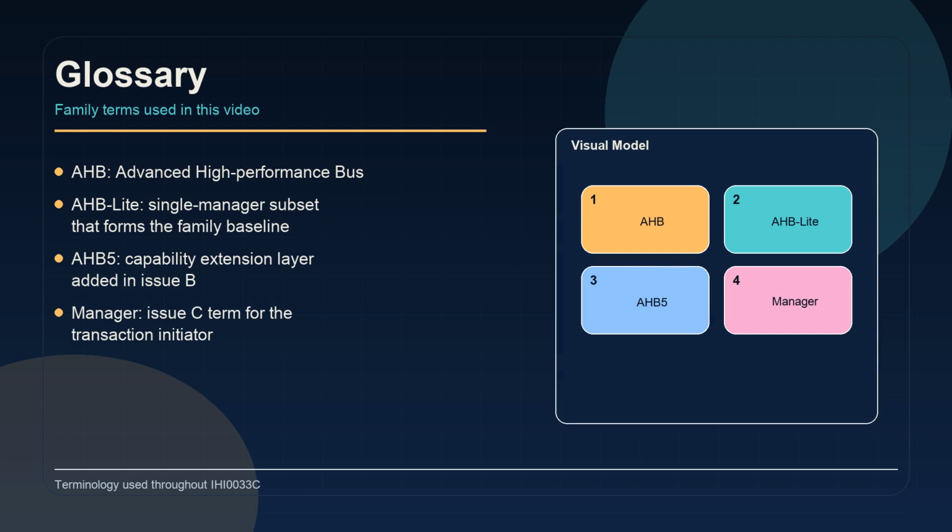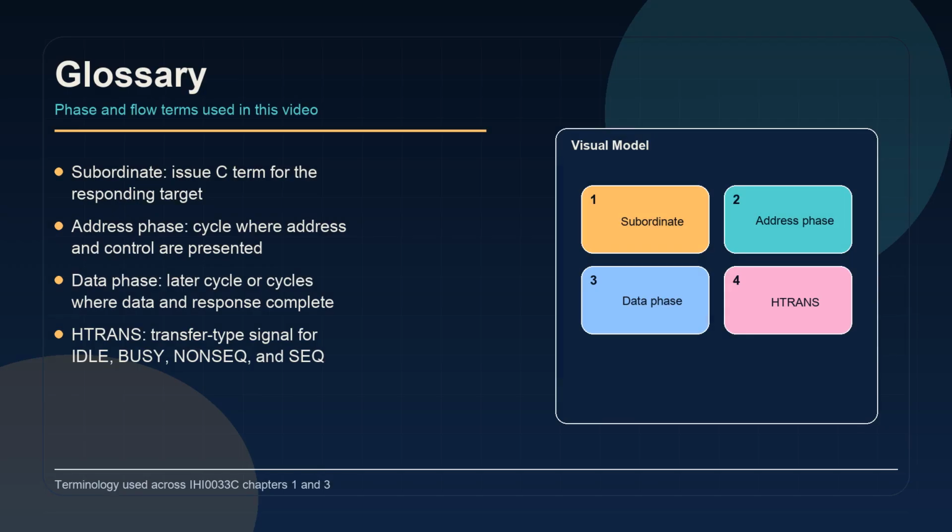AHB means Advanced High Performance Bus. AHB Lite is the single manager subset. AHB 5 is the later capability extension layer, and manager is the Issue C term for the transaction initiator. Subordinate is the Issue C term for the responding target.